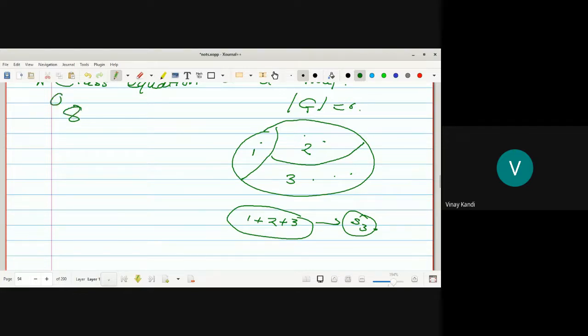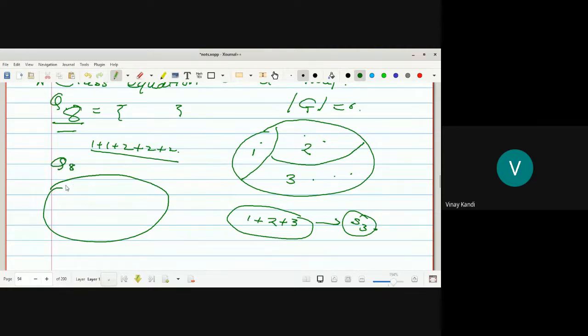Q8. Q8 contains how many elements? 8 elements. 1 plus 1 plus 2 plus 2 plus 2. This is the class equation for Q8. How, we will see later. Suppose this is Q8 containing 8 elements. The first orbit contains 1 element. The second orbit contains again 1 element. In total we have 5 classes. Each orbit is called a class. These classes contain 2 elements, 2 elements, 2 elements.